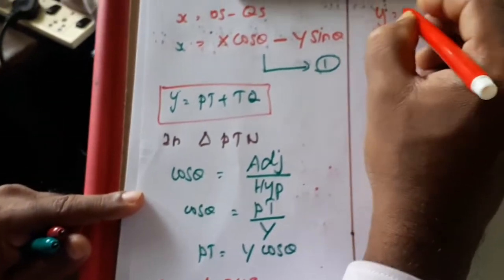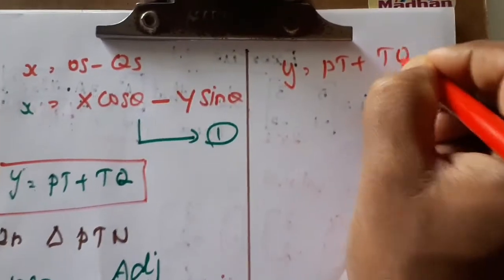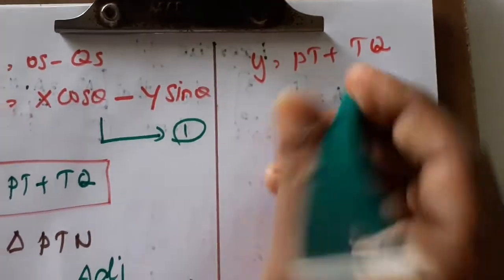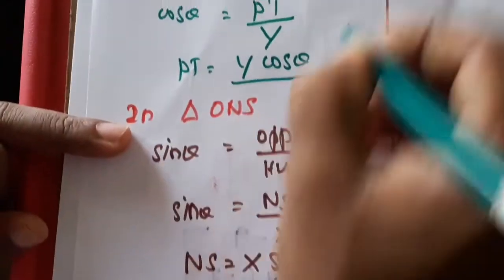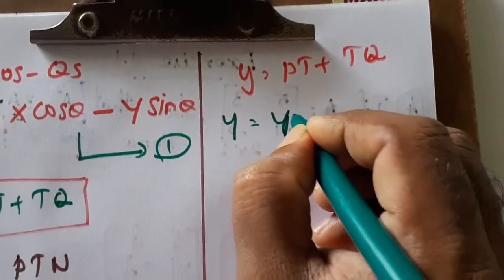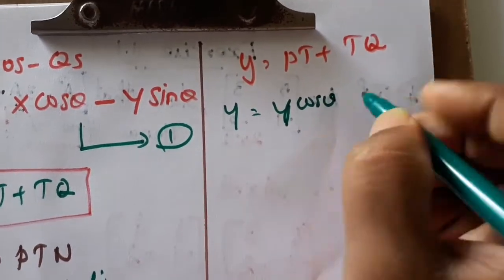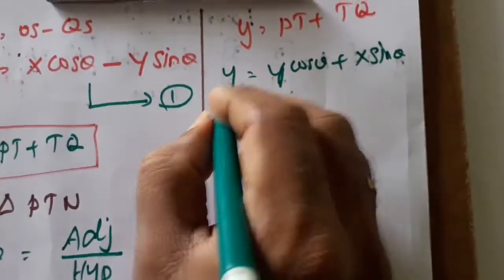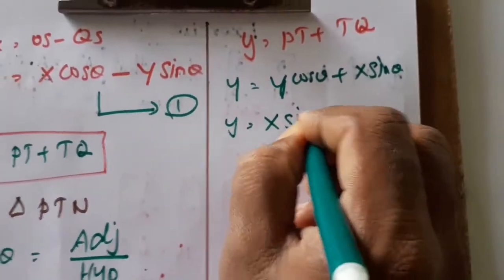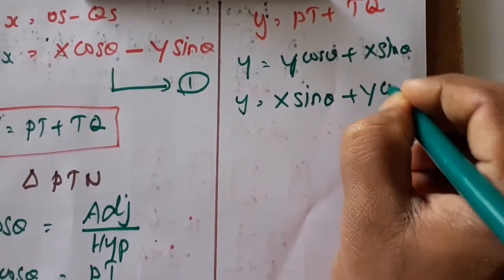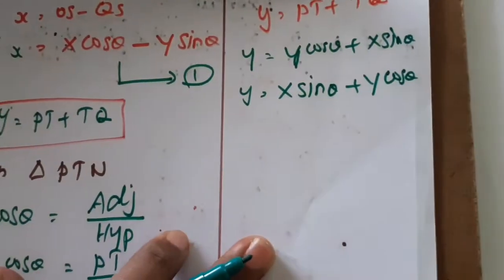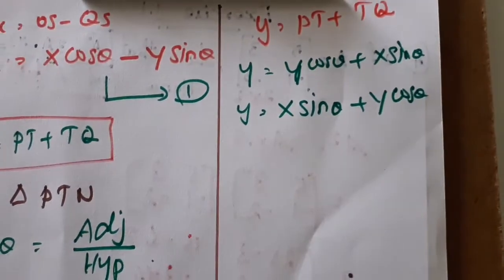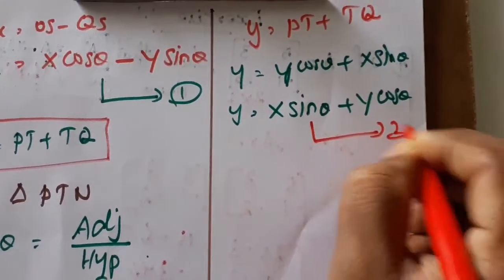Now we can apply it to y. So y is equal to PT plus TQ. PT is capital Y cos theta plus capital X sin theta. Both terms will be plus, so we can interchange: capital X sin theta plus capital Y cos theta. So this is called equation number 2.